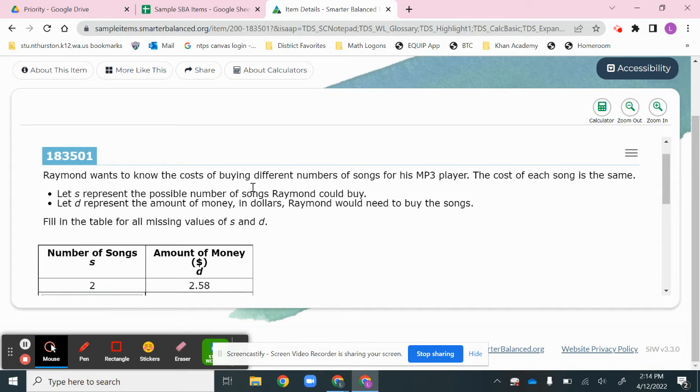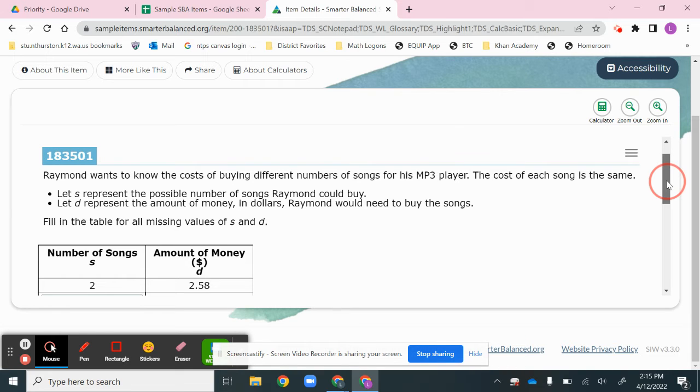Raymond wants to know the cost of buying different types of songs for his MP3 player. Oh, MP3, dude, kind of old. Can't believe he's not on a smartphone. The cost of each song is the same. Let S represent the possible number of songs Raymond could buy, and D, the amount of money or dollars Raymond would need to buy the songs. So S, number of songs, D, dollars or amount of money. Okay, so we've got that.